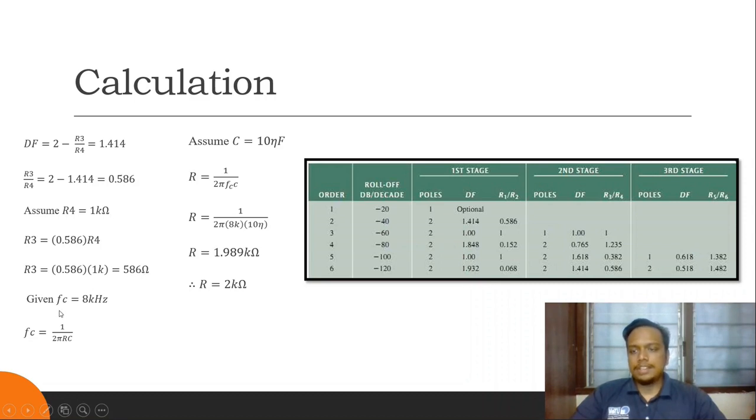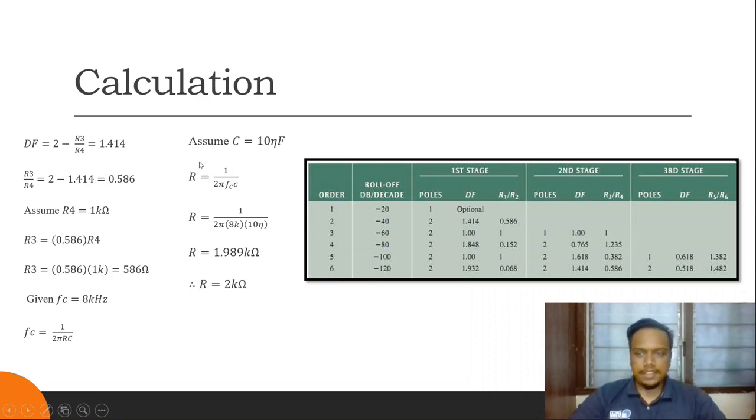And then it's given that our fc is 8K. Using the formula again, we assume that the capacitance is 10 nanofarad, and you can apply the formula, and we get 1.989 kilo ohm, or 2 kilo ohm.